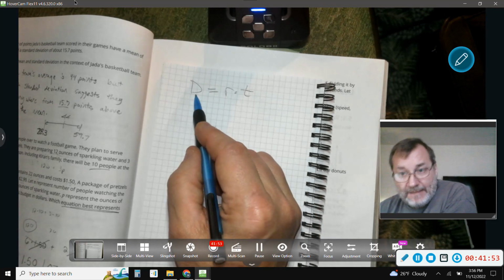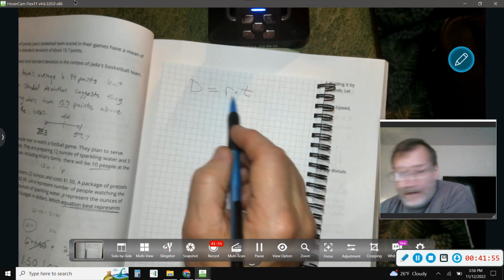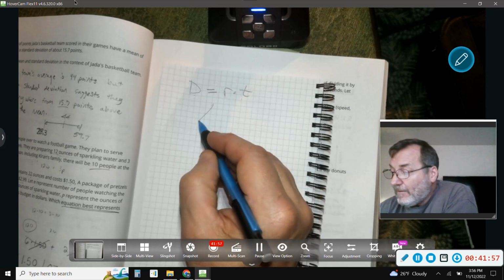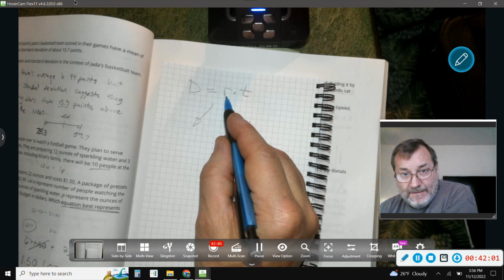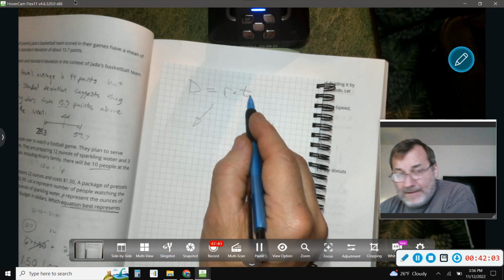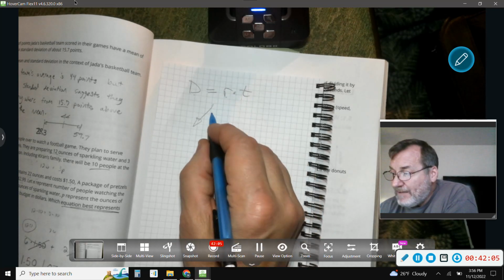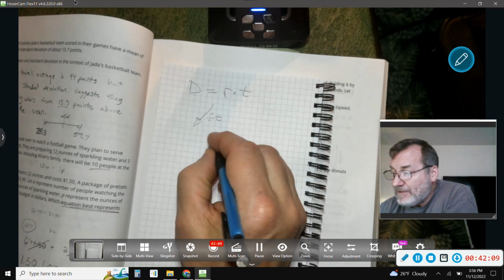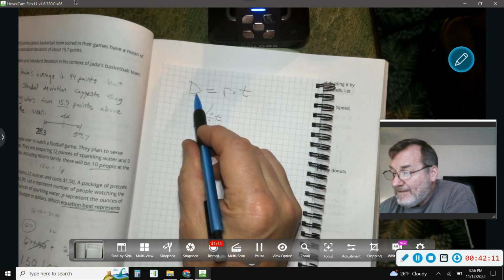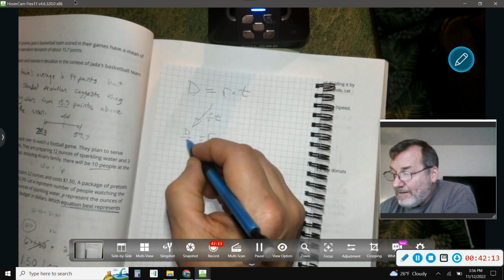Right now it's solved for D. I can solve it for rate, and I can solve it for time. All right, let's solve it for rate. If I want to get rate all by itself, since I'm multiplying by time, I'd have to divide both sides by time. If I divide this side by time, I just get the R on that side. If I divide this side by time, I get distance divided by time.